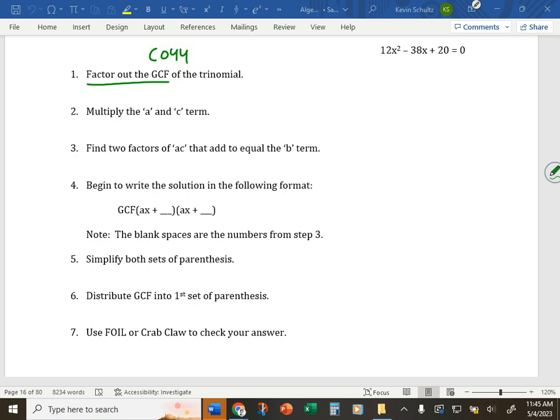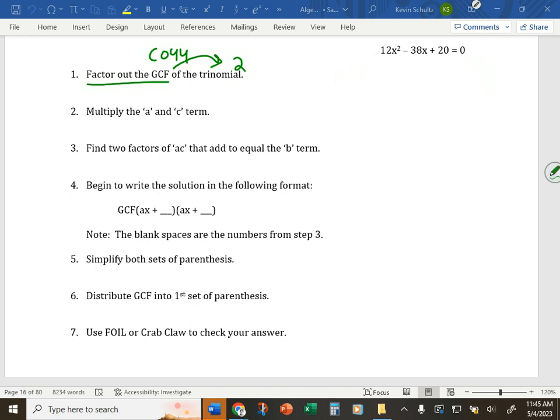What's the GCF between 12, negative 38, and 20? What can go into all three of them? 4. 4 does not go into 38, but does go into the other two. 2 does, okay? So we're going to factor out the 2. The GCF here is a 2, right? And when we say factor out, we mean divide by. So I'm going to put this a little bit lower so you can see what's going on here.